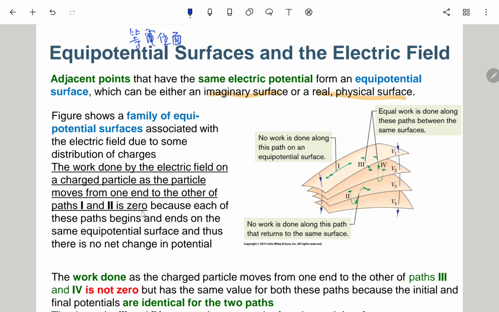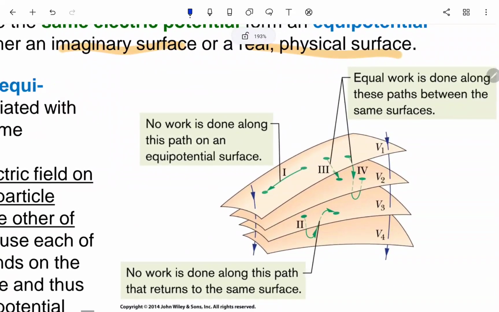Okay, so what does it mean? It means that if you have a charge starting from here, this point is on the V1 surface. This endpoint is also on the V1 surface. If this charge moves from this point to this point, the potential change will be 0. It only relates to the potential at the starting point and the end point. It doesn't relate to the path.